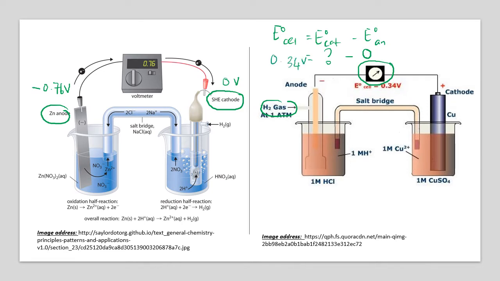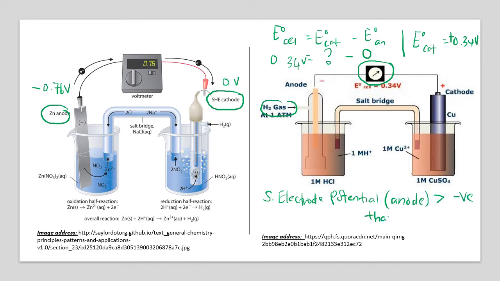So basically from here we also know that E naught cathode is equal to 0.34 volt, which is positive. So again, from these two examples we know that the standard electrode potential for anode is always more negative than cathode.